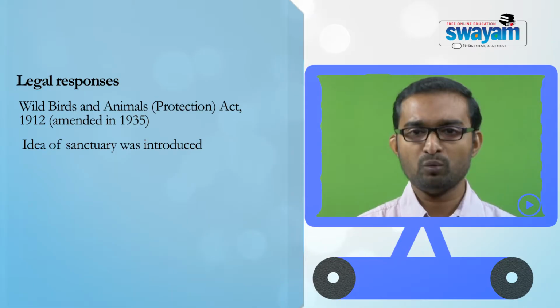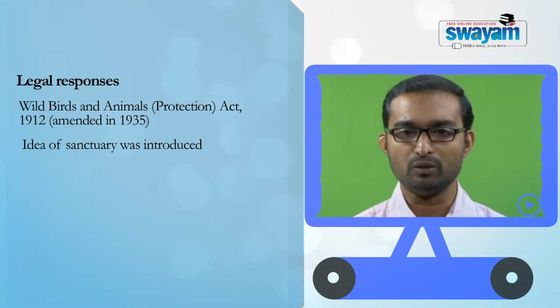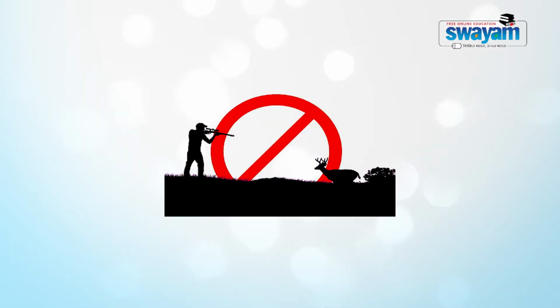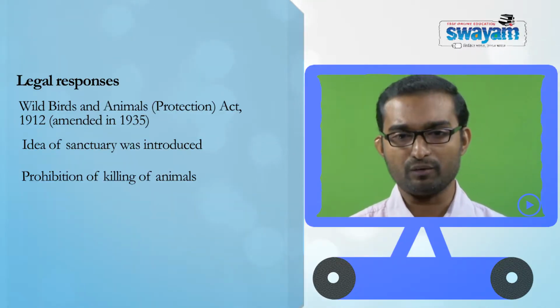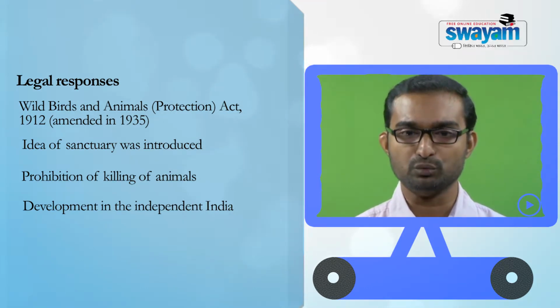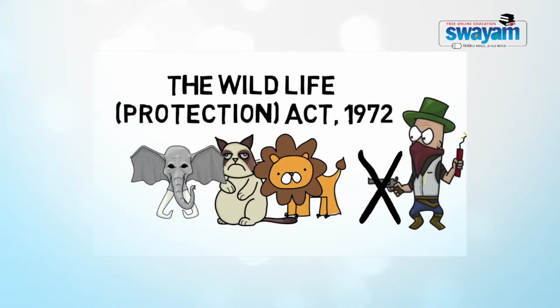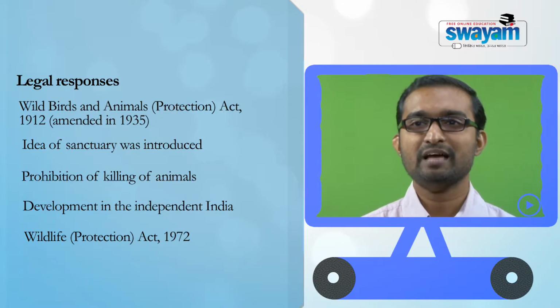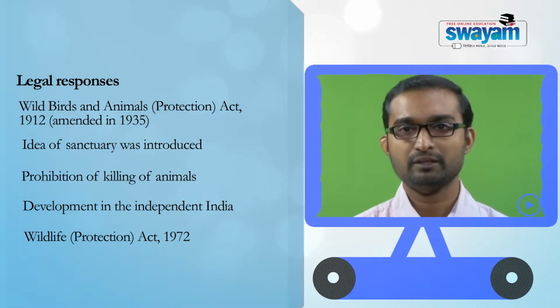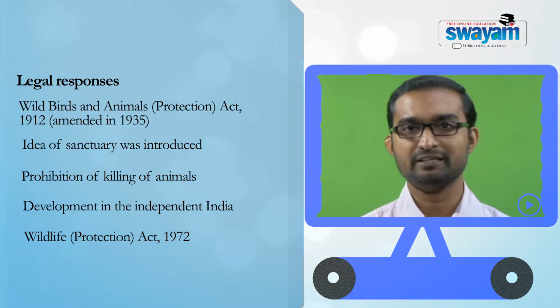This 1912 Act, as amended in 1935, also carried some provisions that prohibit killing of certain animals. While this has been the pre-colonial as well as the colonial context, in independent India the major comprehensive legislation was enacted in 1972, the Wildlife Protection Act. In this module, we will be overwhelmingly focusing on this statute, its major provisions, its key features, as well as the role of the judiciary, or the jurisprudence developed upon this statute by the Indian judiciary, especially the Supreme Court of India.